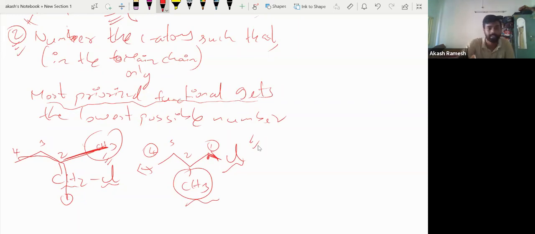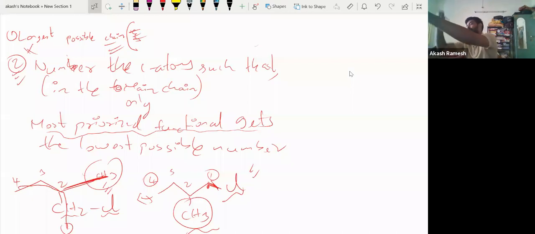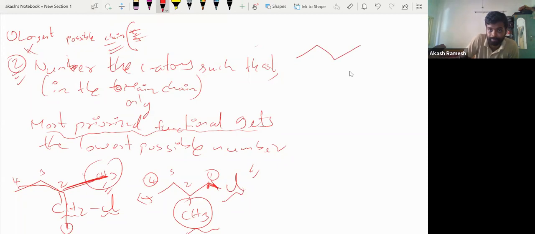Okay, right. Now another example I'll give you. In a moment. Right. So if I give you another example, okay, fine. Do the numbering. I'll give you 10 seconds. Do the numbering.